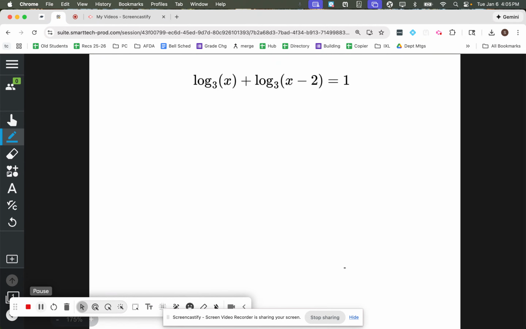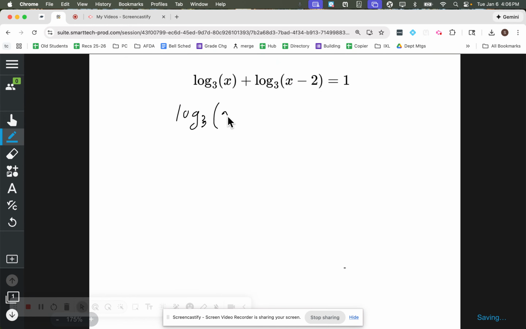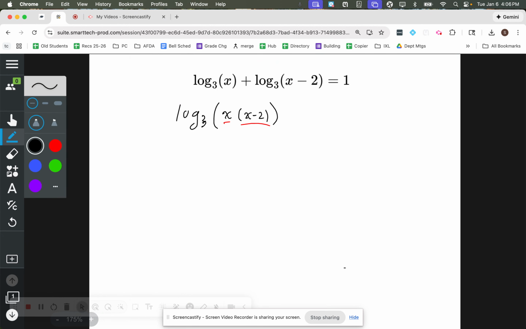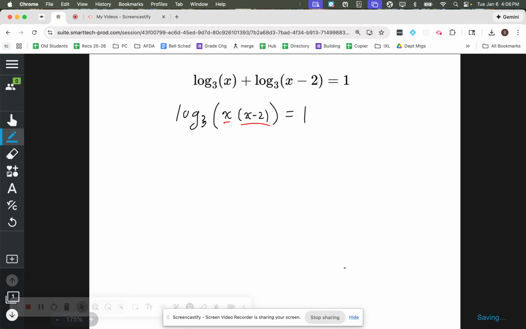Okay, let's condense. We got a single log base 3 of these two things being multiplied. Now make sure you keep these two things separated. Here's one and here's the other. Okay, no need to distribute quite yet. I think we will distribute, so this has now been condensed into a single log. Okay, so actually, let's go ahead and distribute. Let's rewrite this as x squared minus 2x equals 1.